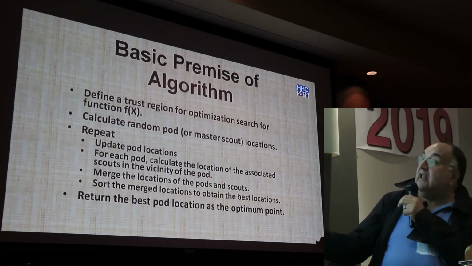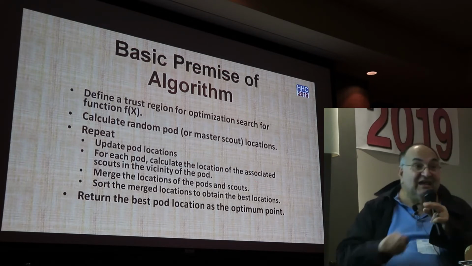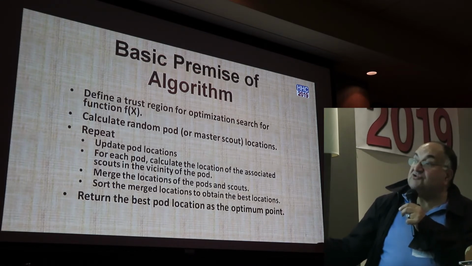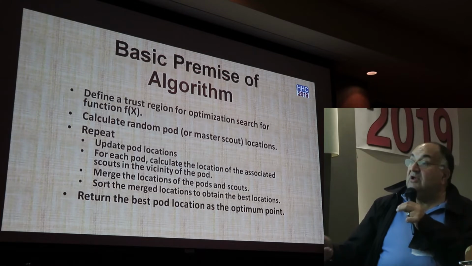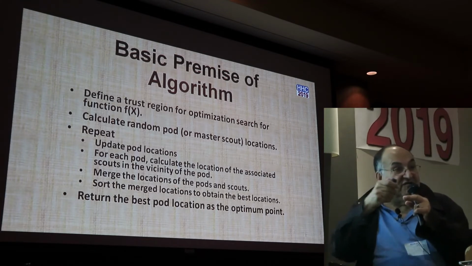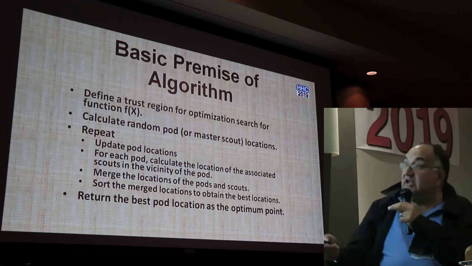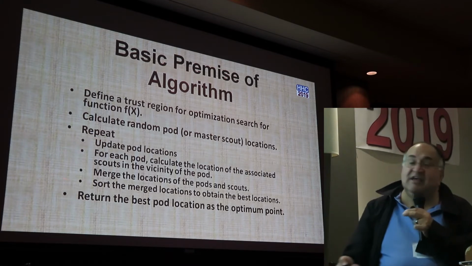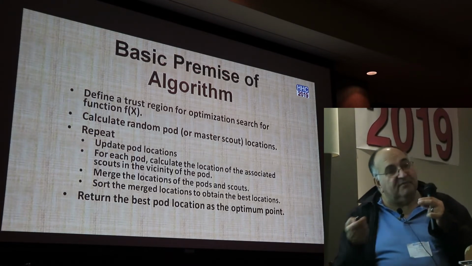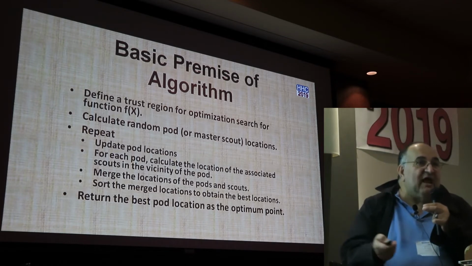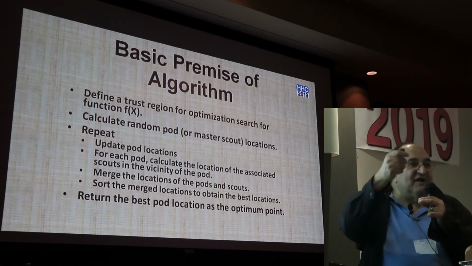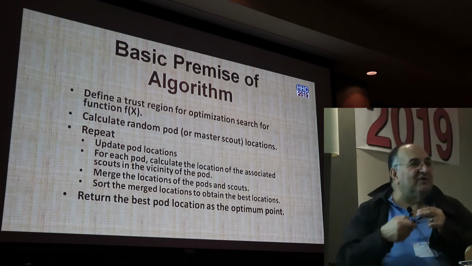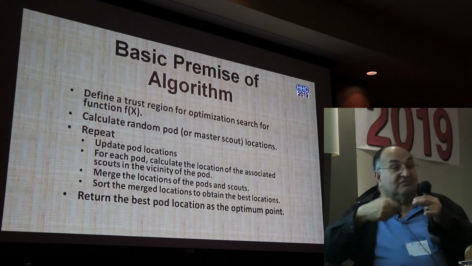And then for each pod, I calculate the location associated with the scouts in the vicinity of that pod. And then I merge the locations of the pods and the scouts, all of them. And then I sort the merged locations based on the function value associated with each set of coordinates. And I do this for a set number of iterations. That's very typical of evolutionary algorithms. Sometimes you can add additional conditions, like if my function value falls below some value, but people just go with the flow. Say, give me 1,000 iterations, 10,000, whatever.